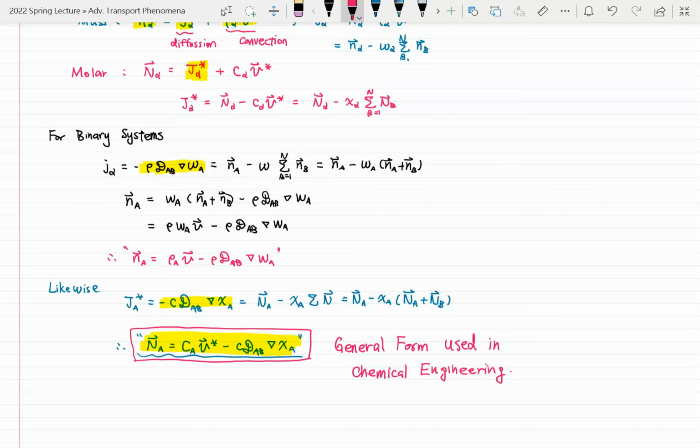So we're going to stop here. We're going to finish our introduction to the theory part for diffusivity, for thermal conductivity, and for the combined energy or combined mass or molar fluxes. And this would serve as our foundation for our further discussion.